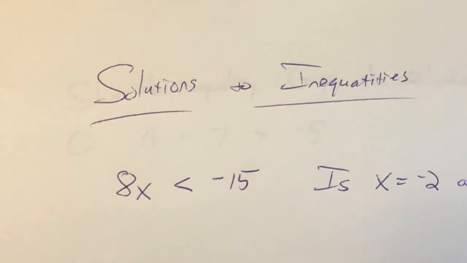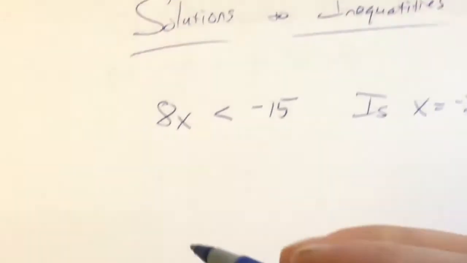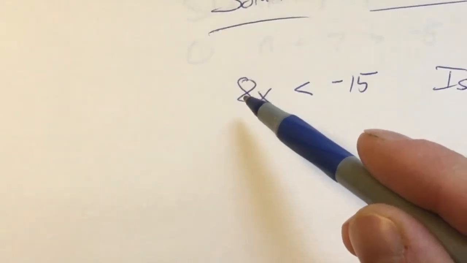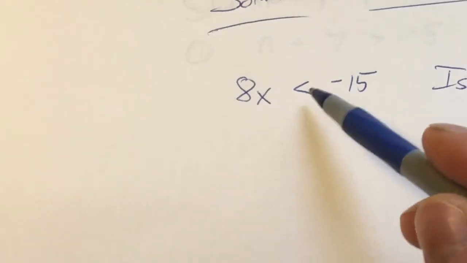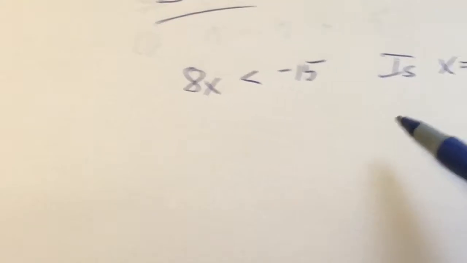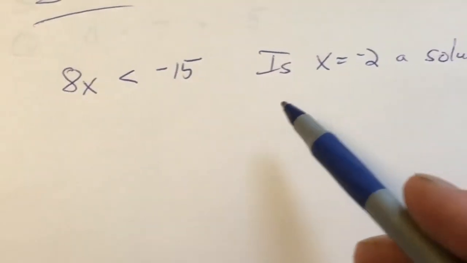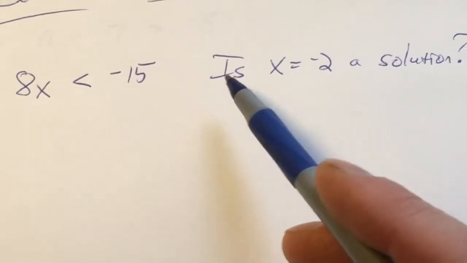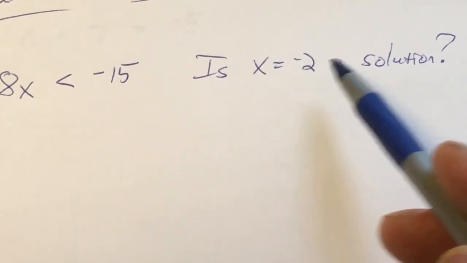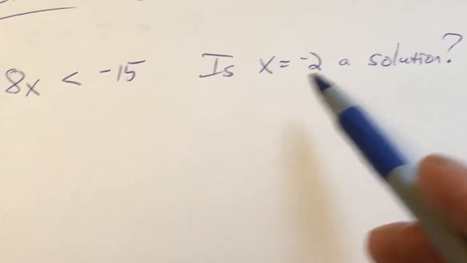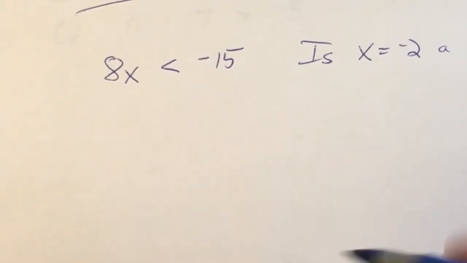Okay, now solutions to inequalities, right? So here I have this inequality where it says 8x is less than negative 15. So 8 times x is less than negative 15. So is x equals negative 2 a solution, right? If I make x equal to negative 2, is that a solution?